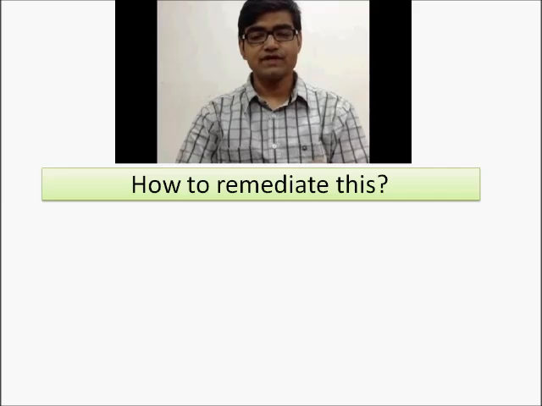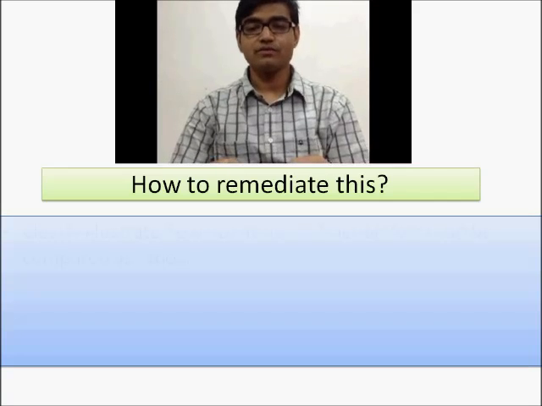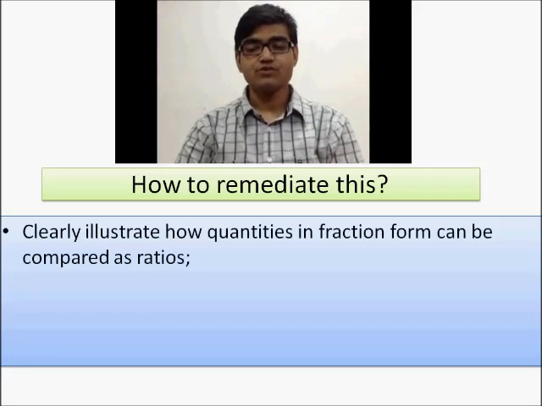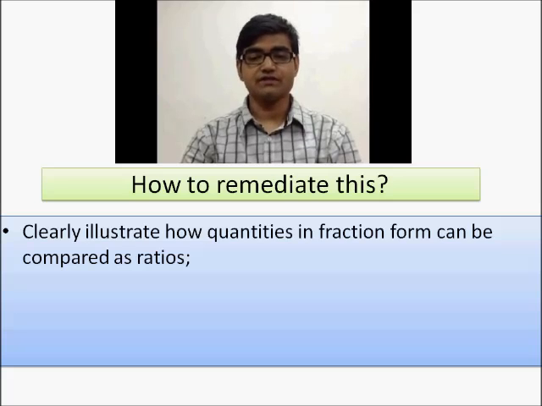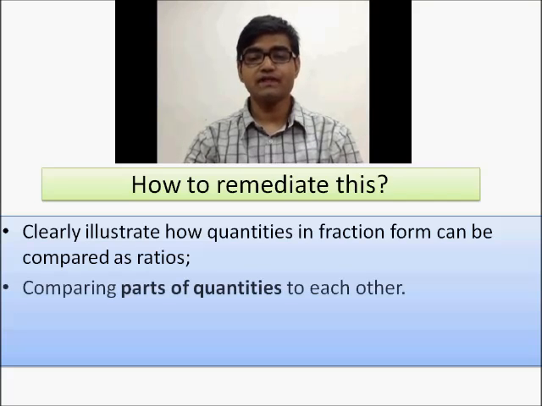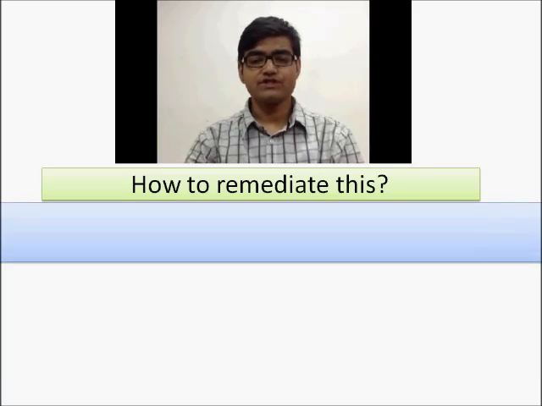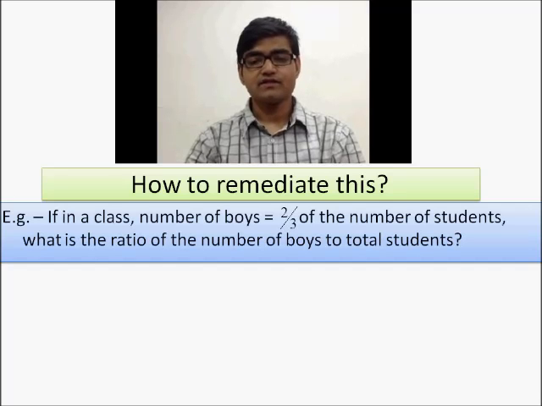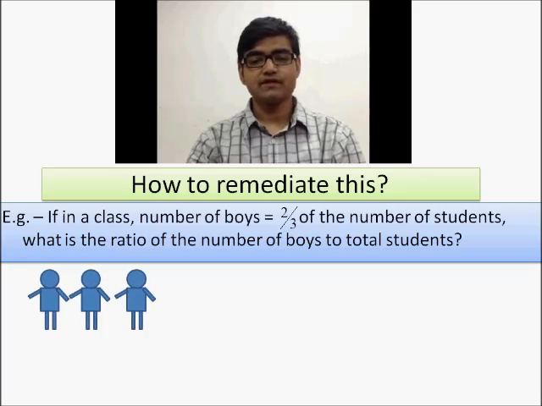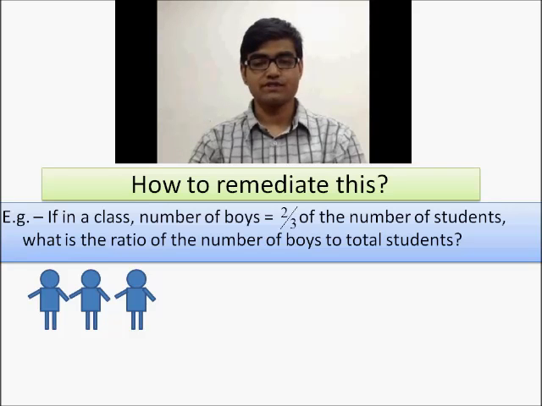We must clearly illustrate how quantities in fraction form can be compared as ratios, as we are comparing parts of quantities to each other. We can also represent objects and quantities visually to help in clearer understanding of the question. For example, if you have a question like this: in a class, the number of boys is equal to 2/3 of the number of students. What is the ratio of the number of boys to total students?